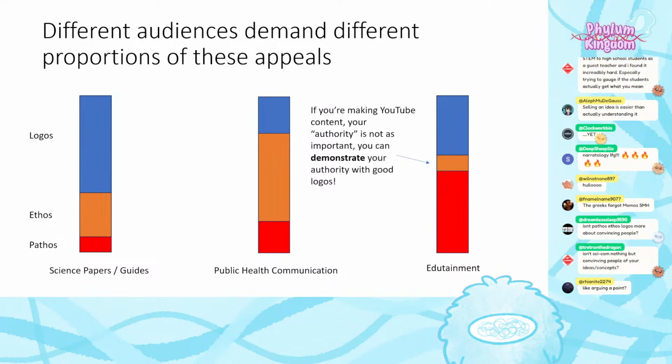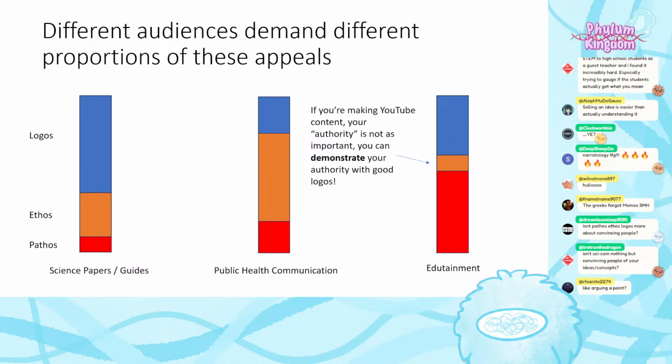So if you are making YouTube content, your authority isn't as important, right? Because you can demonstrate your authority with good logos, right? They're not strictly separate from each other. Again, I love The Poopy Show. It's one of my favorite channels on YouTube. And she does a really good job at covering all manner of different topics. And there's no way that she has a PhD in every topic she covers. But you trust her because it feels like the research that she has done is pretty complete. So you can make up for a lack of ethos by good logos, right? Making sure your work is well researched.